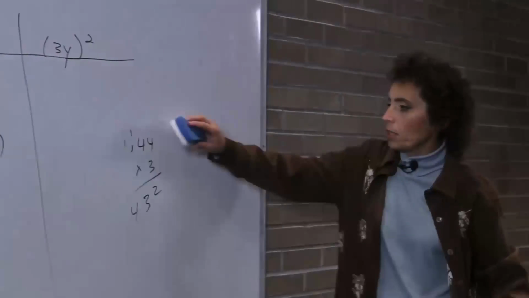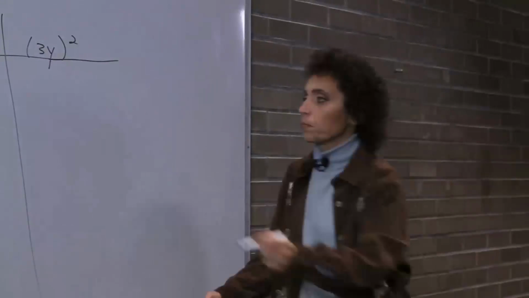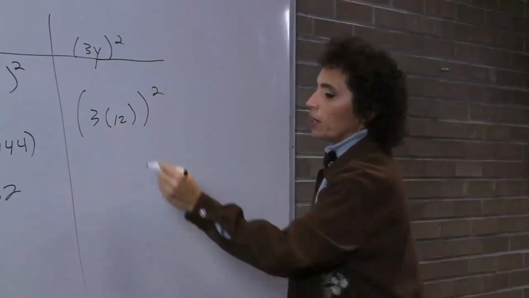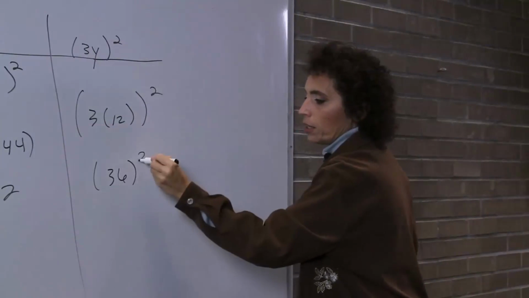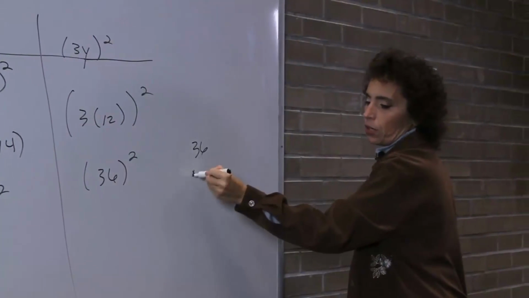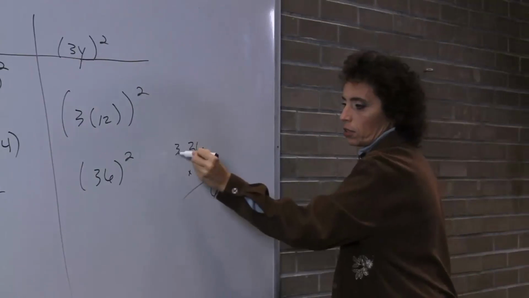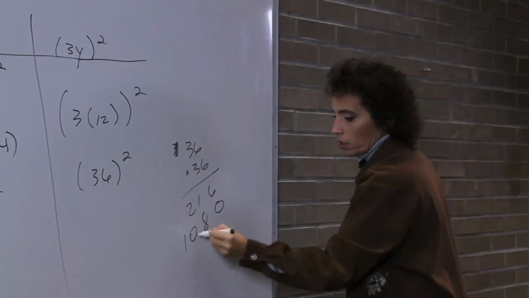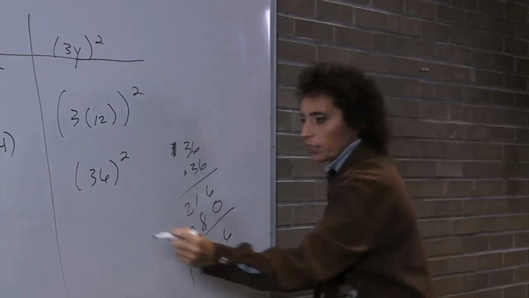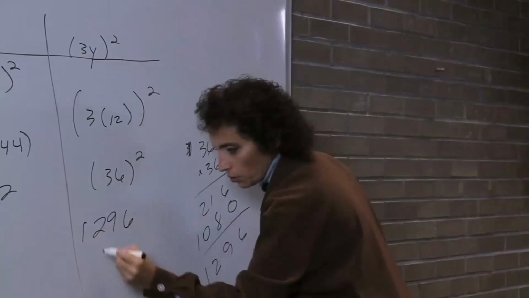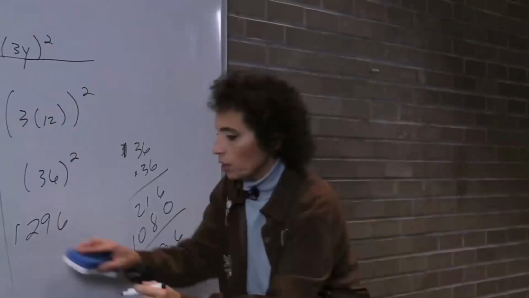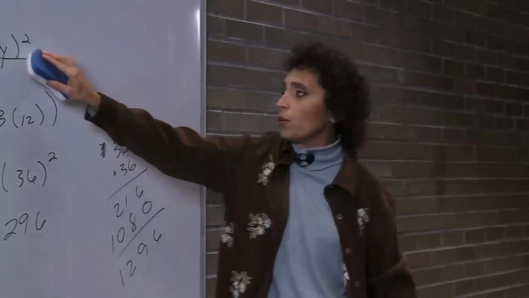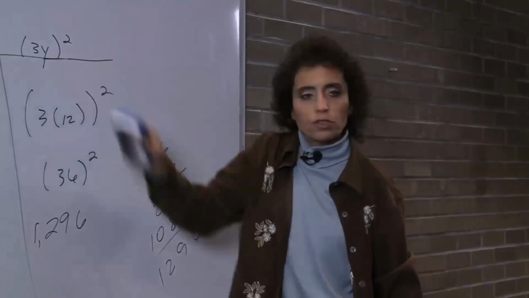Okay, last one. 3y quantity squared. Y is 12. Okay, 3 times 12 is 36. Oh yeah, I'm not doing that one in my head. 36 squared is 1,296. Okay, so hopefully you understand how to substitute. Remember the parentheses. Remember if you have exponents, the exponents are outside. Remember that you want to keep all original parentheses on the problem.